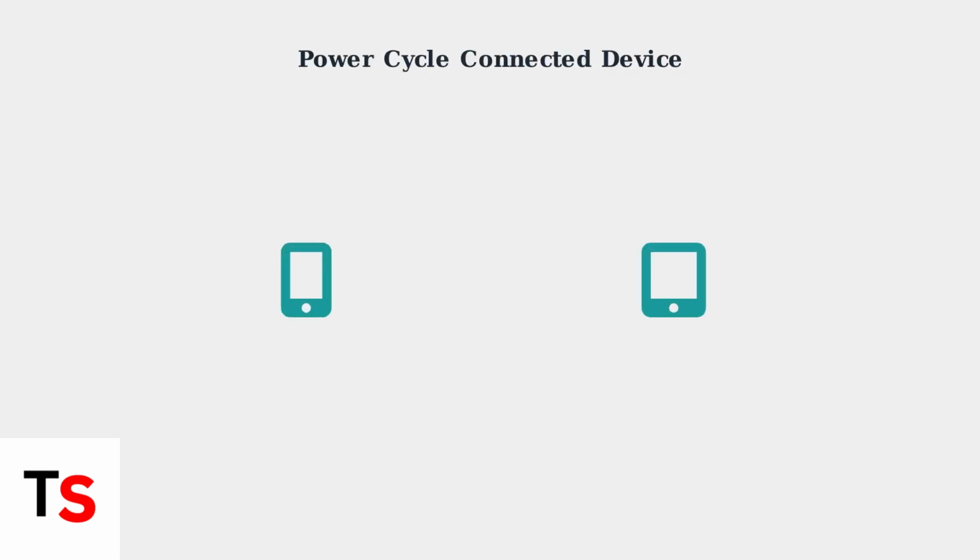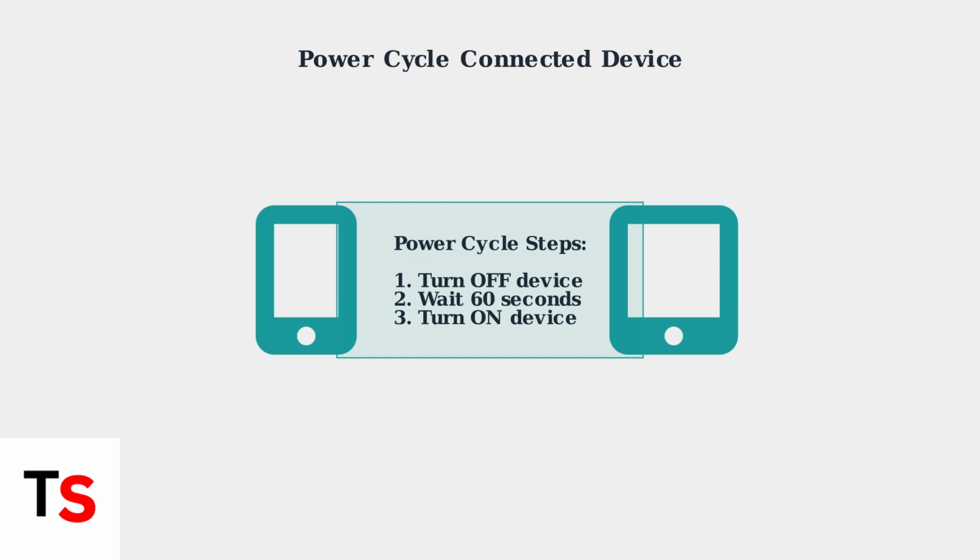Power cycling your connected device can resolve communication issues between your headphones and smartphone or tablet. Turn off your device for 60 seconds, then power it back on to refresh the Bluetooth connection.